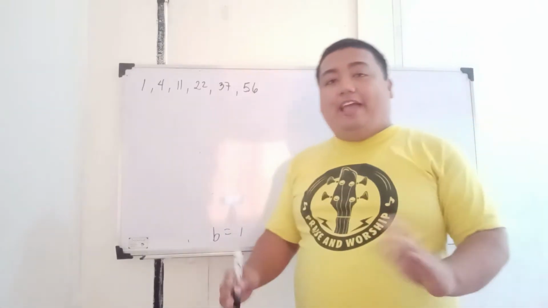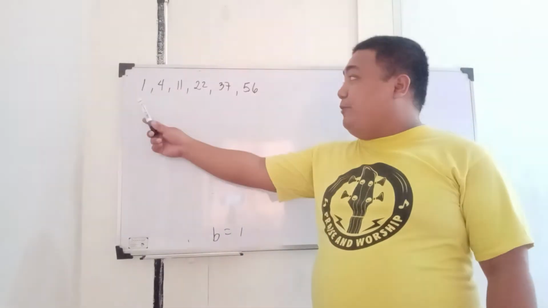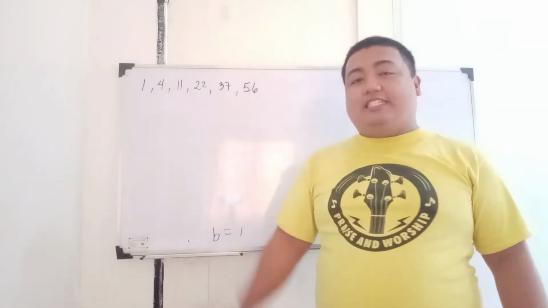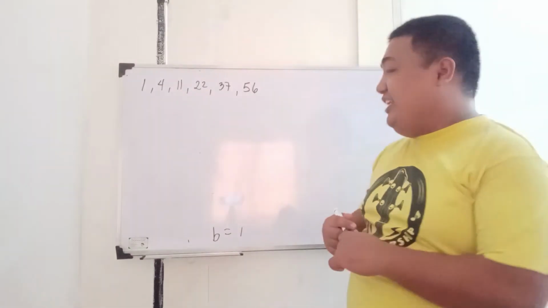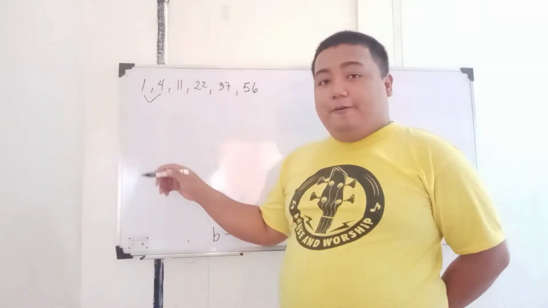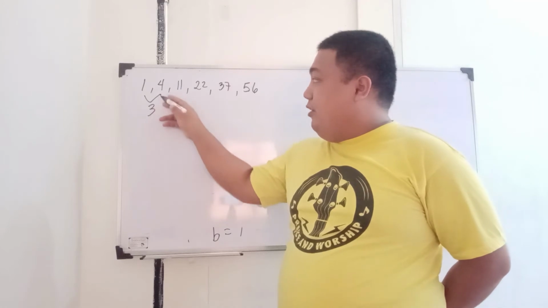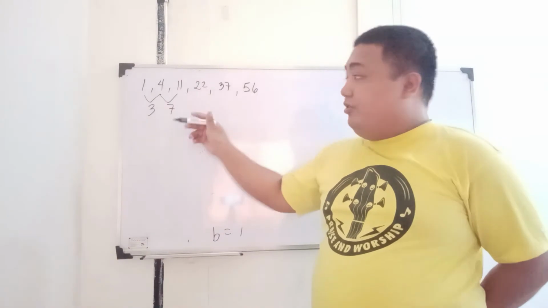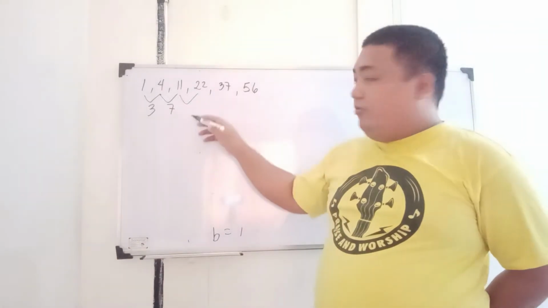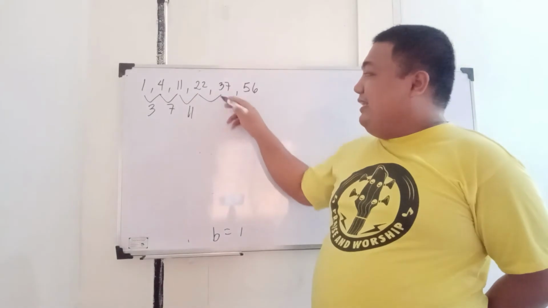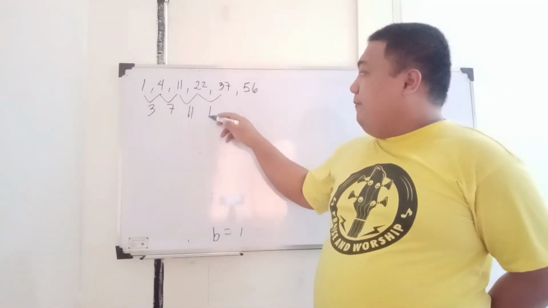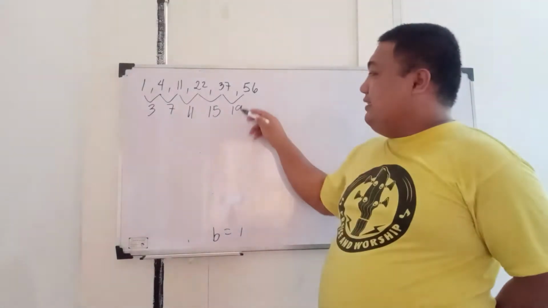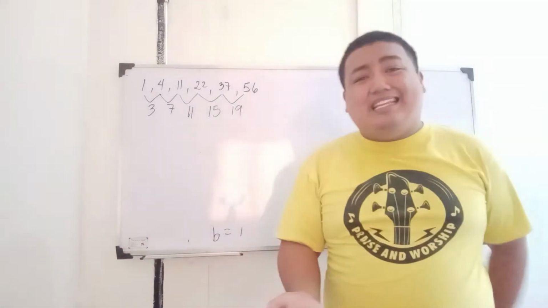Okay ba? So, I have here another number pattern, which is 1, 4, 11, 22, 37, 56. Now, tignan natin kung paano siya na-regenerate. 1, papunta kay 4, it takes 3 steps. 4, papunta kay 11, 7. So, hindi na kagad siya common, no? 11 to 22, 11 steps. 22 to 37, 15 steps. 37 to 56, 19 steps. Now, hindi na siya common.